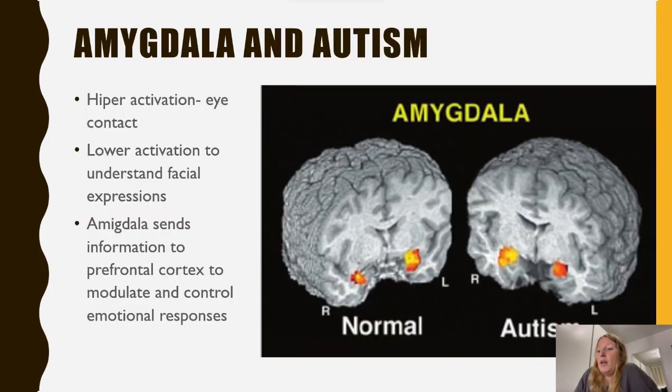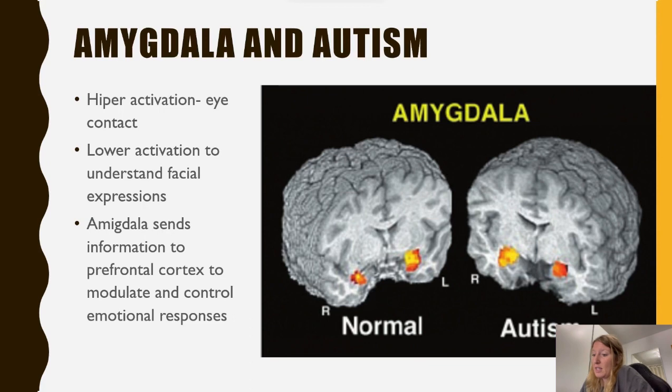So what happens with autistic children? In the amygdala, we have seen there is a hyperactivation when the child is making eye contact. That's maybe why they don't want to make eye contact. And there is a lower activation to understand facial expressions. That's maybe why they don't understand if you're angry or sad, or the context of what they're doing. Maybe they are laughing and the other person is super sad. They don't get it.